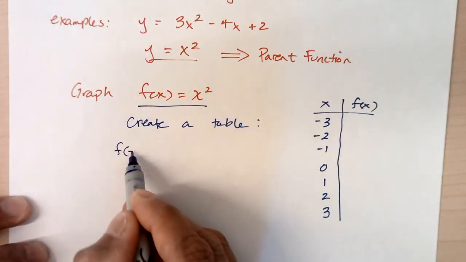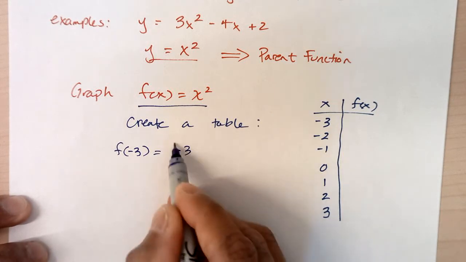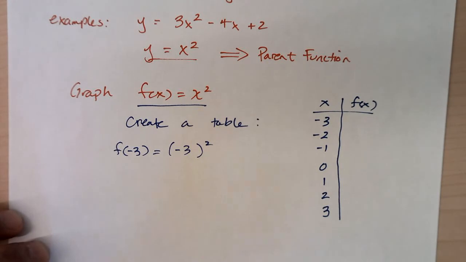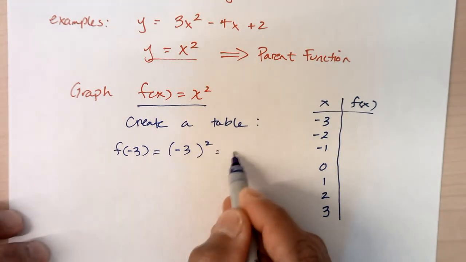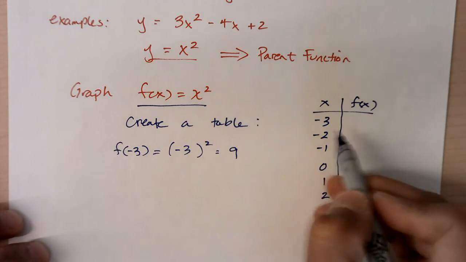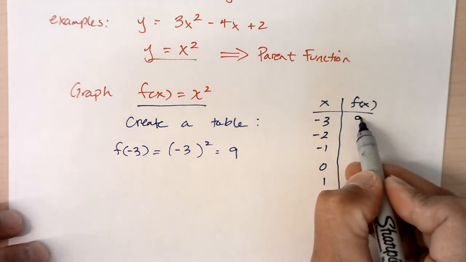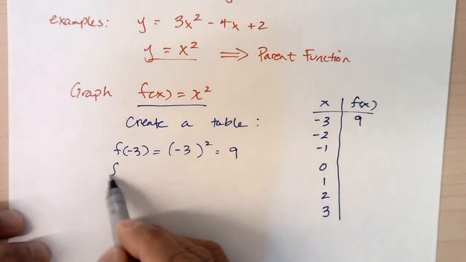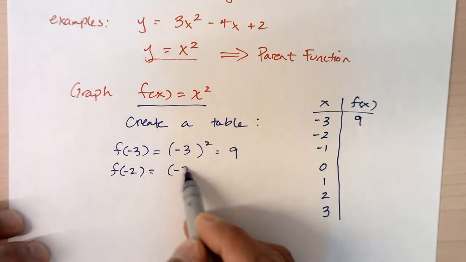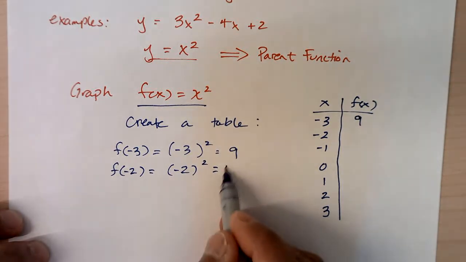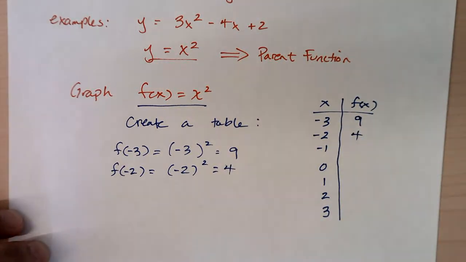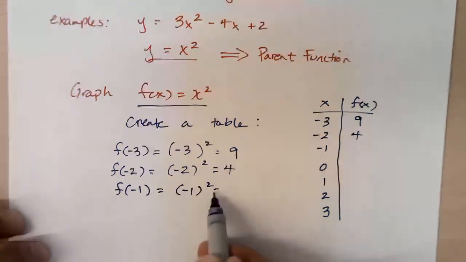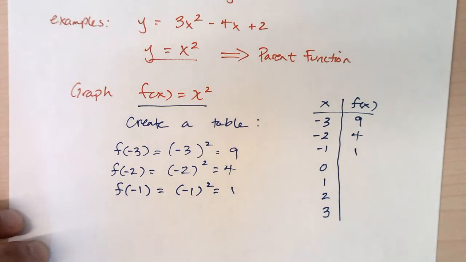So the first input is negative 3. So I'm trying to find f of negative 3, and that's equal to negative 3 in parentheses squared. If you forget the parentheses, it's not correct. Negative 3 squared is negative 3 times negative 3, so that's positive 9. That means when x is negative 3, f of x or y is equal to 9. The next number I'm going to input is negative 2. So it would look like this. Negative 2 squared would be negative 2 times negative 2, which is positive 4. And the input is negative 1. You're squaring negative 1, so it's negative 1 times negative 1, which is positive 1.